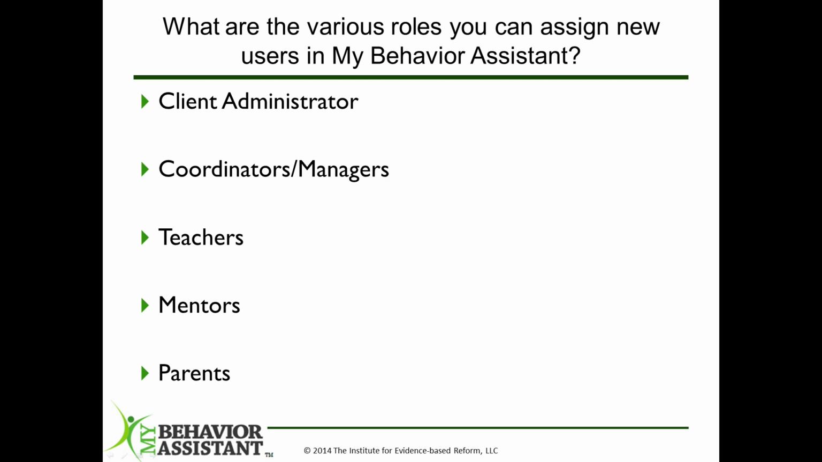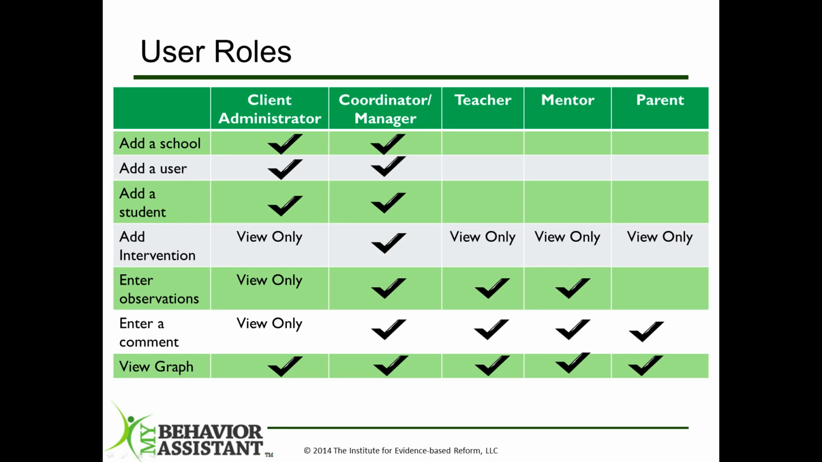Teachers are the observers. They rate the student's behavior and enter the data into My Behavior Assistant. Mentors. The role of mentor is assigned primarily with the check-in, check-out intervention. Parents can be added, allowing them to access My Behavior Assistant to view their child's progress with an assigned intervention. Similar to the teacher and mentor roles, a parent will only have access to view a student specifically assigned to them. Here's a quick graphic that breaks down the user roles by task or access within the system.